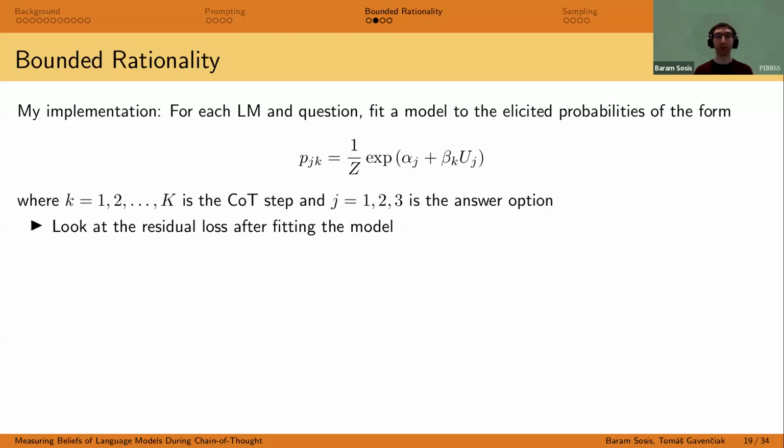And then I'm going to be looking at the residual, right? The sort of loss that you get after fitting, whatever's left over that this doesn't explain. And the hope, what we'd like to see, is that the residual loss decreases with language model size. We'd like to see that the larger language models are better fit by this model. That would kind of indicate that their chains of thought are maybe more coherent in some manner.